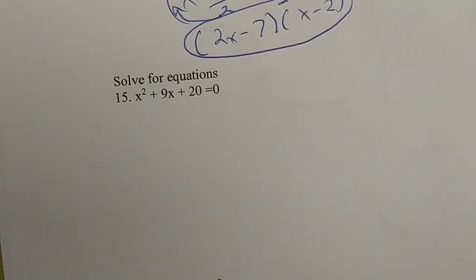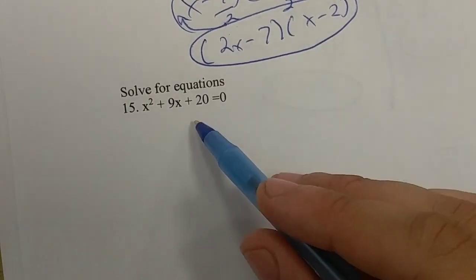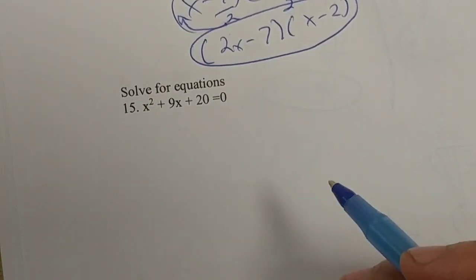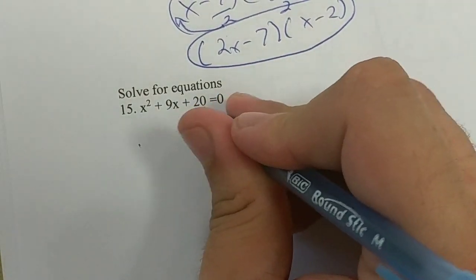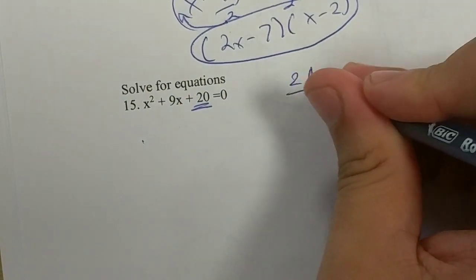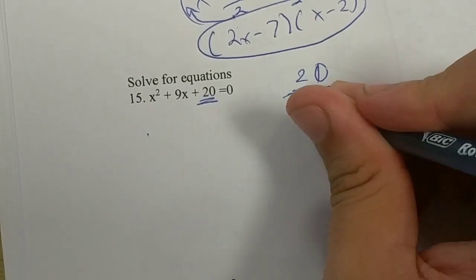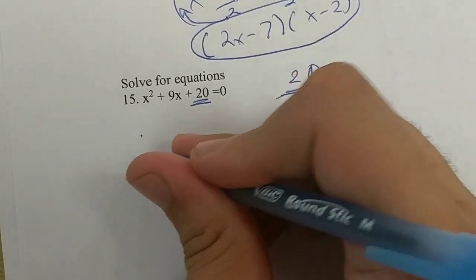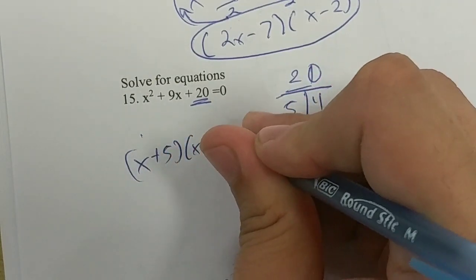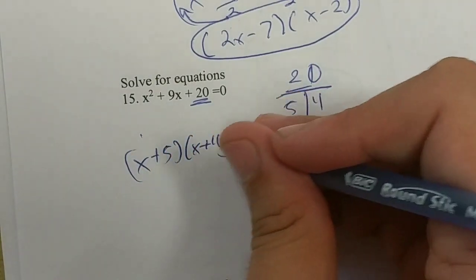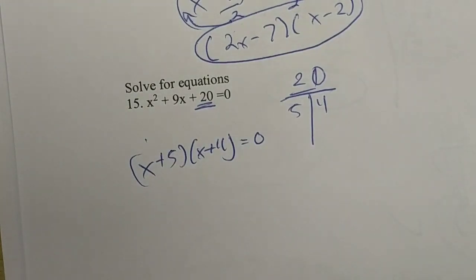Let's go to the next one. Solve the equation. So this is one extra step than normal. First, let's factor it. So things that multiply to 20 that add to 9. That's 5 and 4. So I have x plus 5, x plus 4. But one problem is I have it equals 0.